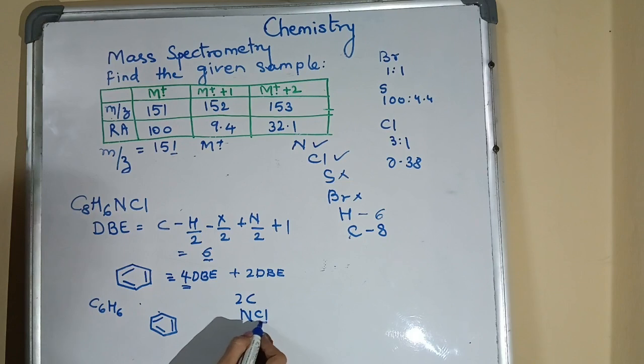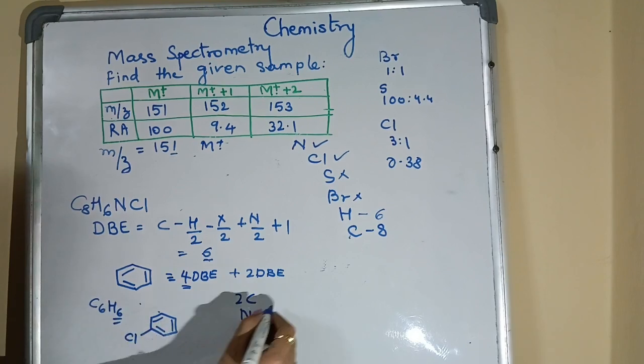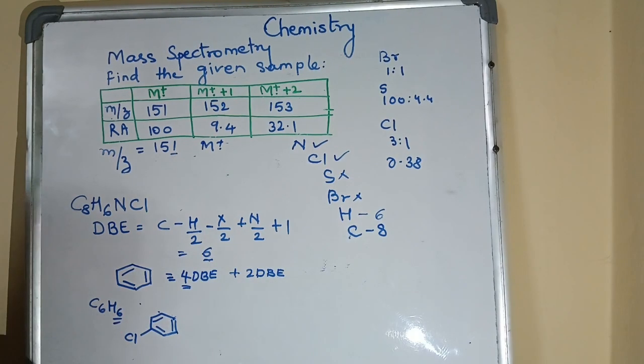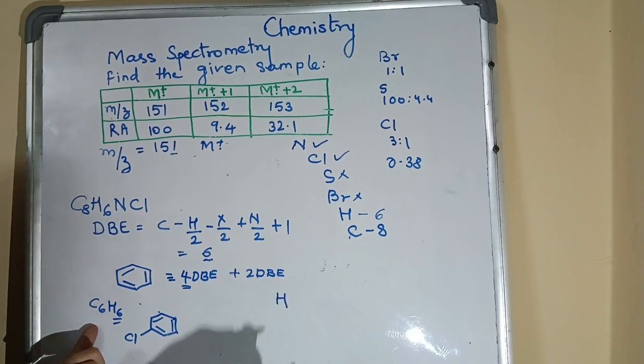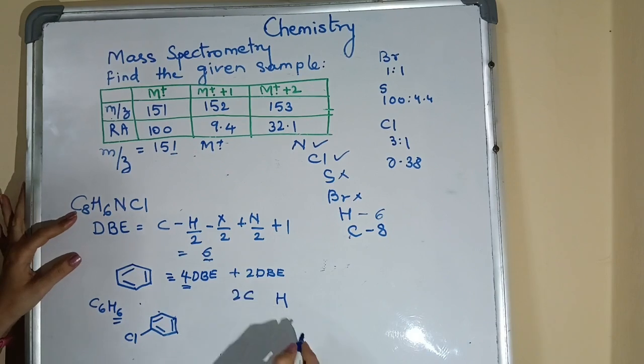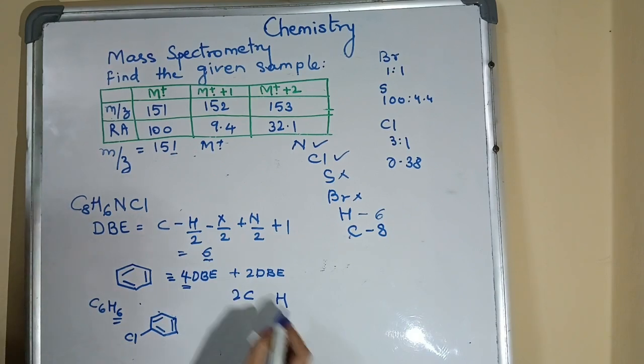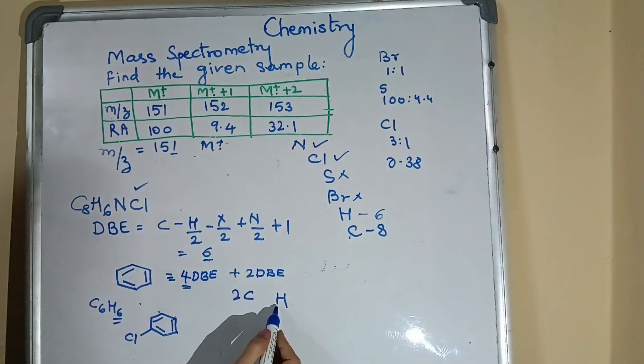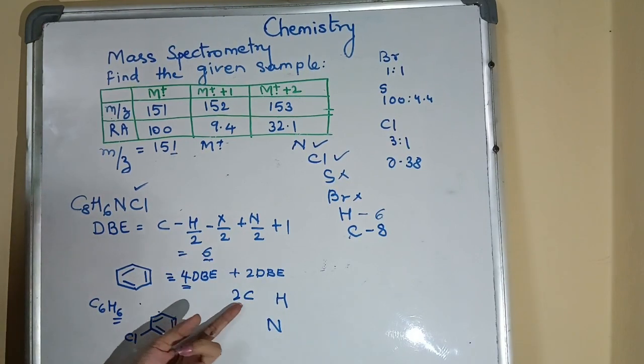We have to balance N and Cl. Now, maybe a chlorine group is attached. If one chlorine is attached to the benzene ring, C6H6, one hydrogen has to be removed. We got one hydrogen, and here there are 2 carbons. Now chlorine is done, but nitrogen is not done. So we have one nitrogen and 2 carbons plus 1 hydrogen, 3 more atoms. Now we have to adjust this.